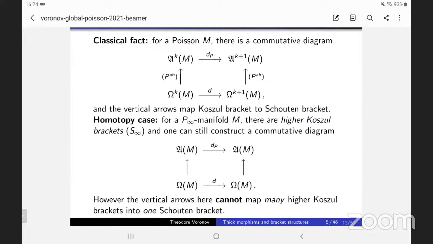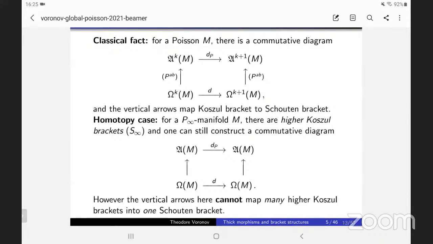So there is a mapping from forms to multivector fields, which is a linear mapping. I can write down the formula, but I don't want to take much time for that. It is a generalization of raising indices. It's not so obvious as raising indices with a single bivector, but it's still possible to write it down with a formula, and it relates the de Rham differential and the Poisson-Lichnerowicz differential. But now it ceases to satisfy the property of the corresponding map in the classical case. In the classical case, this mapping was a homomorphism from the Koszul bracket to the Schouten bracket. And here we have a whole sequence, infinite in general, of higher Koszul brackets and a single Schouten bracket. So obviously, one linear mapping cannot work.